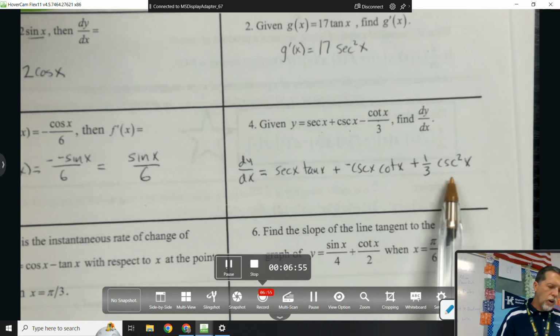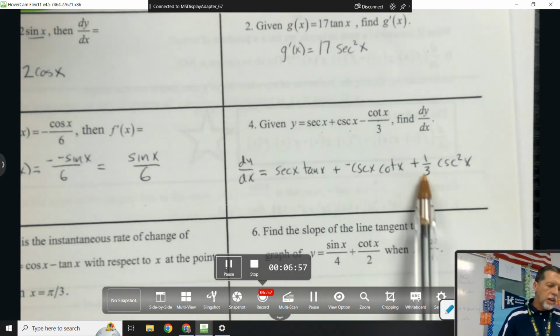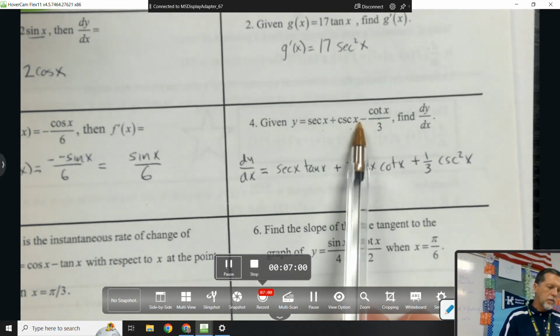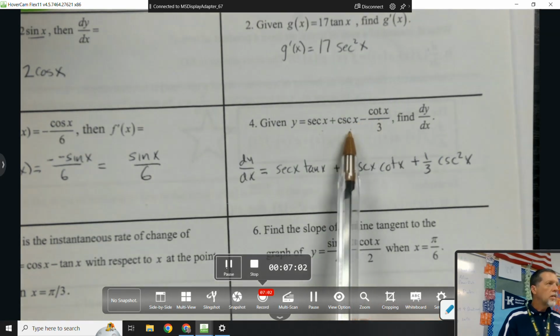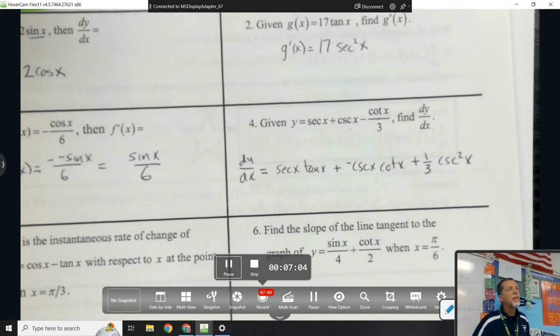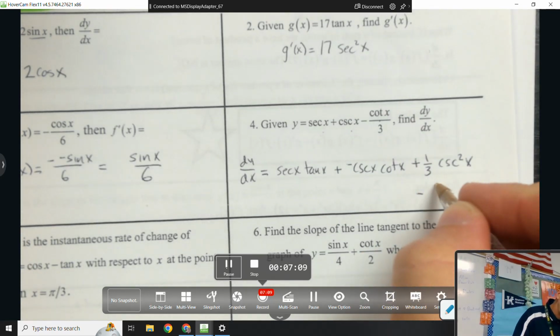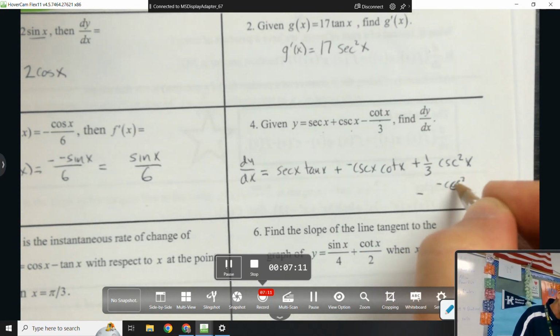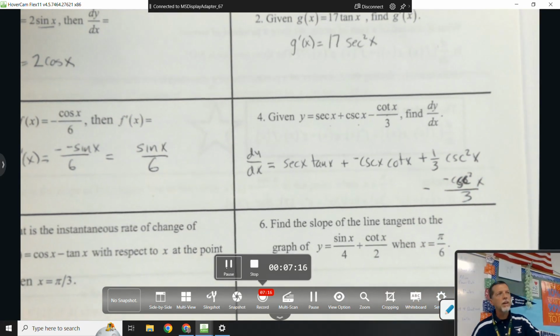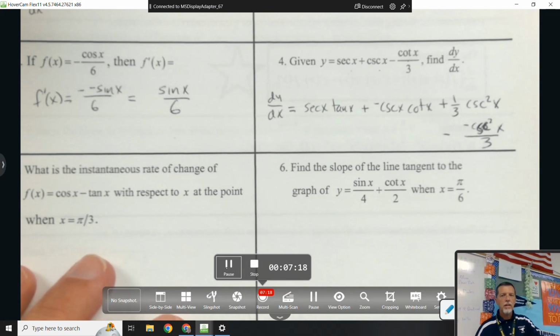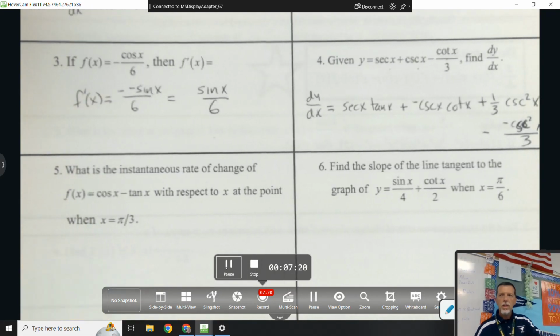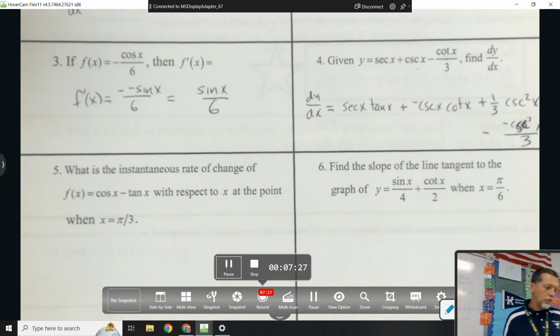You could put it over 3, but it needs to end up being positive because of this minus. So you could do minus negative, and you can put it over 3. That's fine. Like minus negative cosecant squared, whoops, cosecant squared of x over 3. You could write it like that. That would be okay. Again, you just got to know these. There's not really much magic or anything or tricks even. You just got to memorize those derivatives.